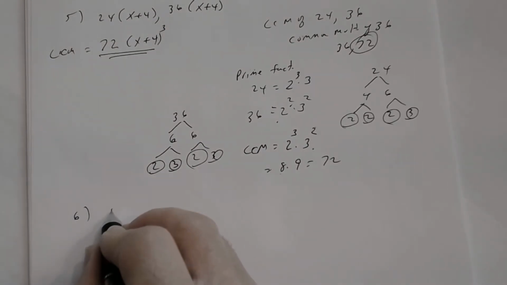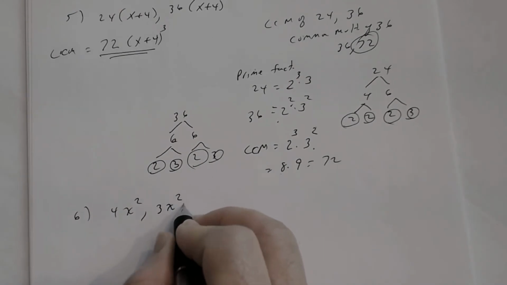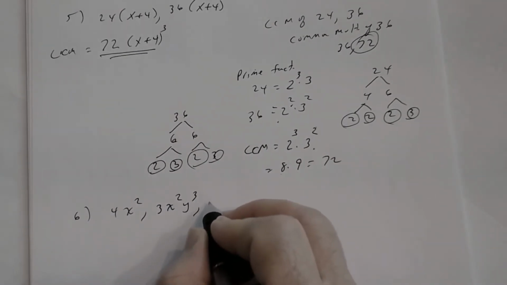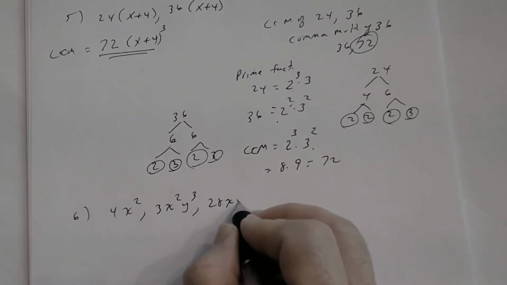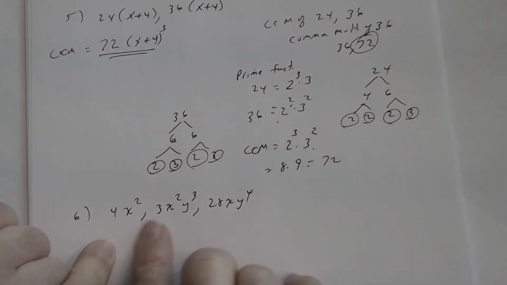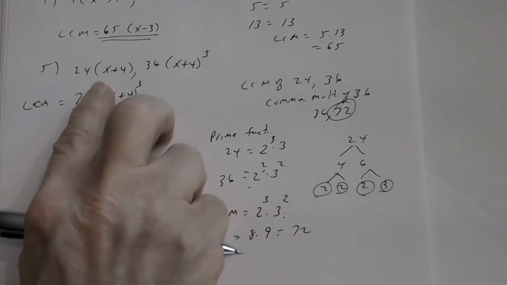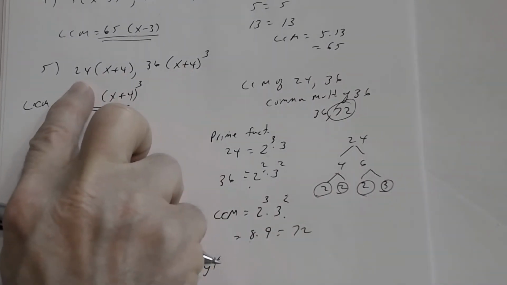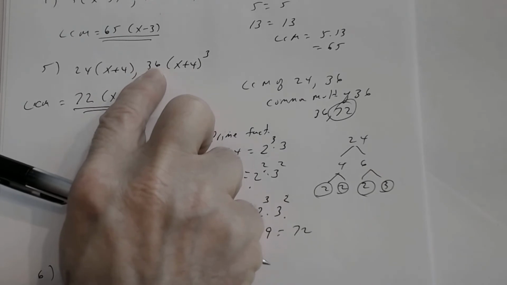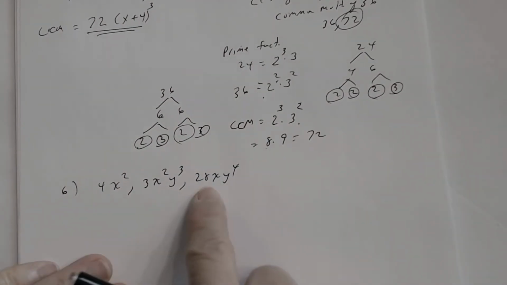So number 6, we have 4x squared, comma, 3x squared y cubed, comma, 28xy to the fourth. All right, so I have 3 terms. Those are all monomial factors. You see, in number 5, if you look at those 2 terms, this was a monomial, this is a binomial, this is a monomial, this is a binomial. All right, so here those are all monomial factors.